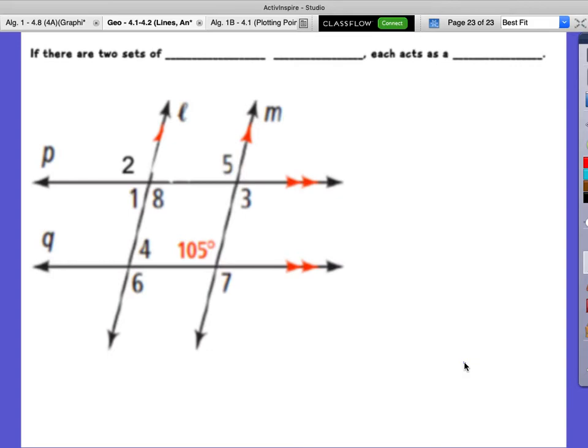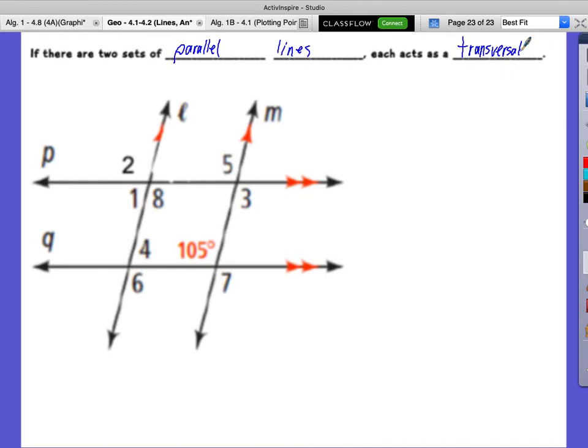Okay. What was that? If there are two sets of parallel lines, okay, so if we look here at this picture, we have two sets of parallel lines. L is parallel to M, P is parallel to Q. Is P parallel to M though? No. One has one arrow, one has two arrows, and they obviously intersect, okay? So there's two sets of parallel lines right now. There's this set with L and M, and there's this set running left and right, P and Q. And so if there are two sets of parallel lines, each acts as a transversal. Okay? Each acts as a transversal.